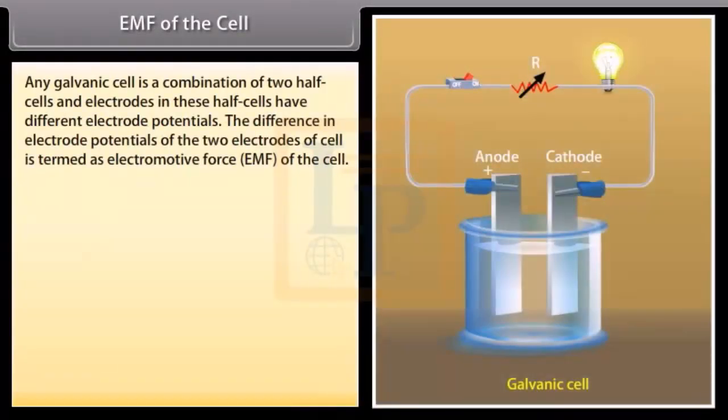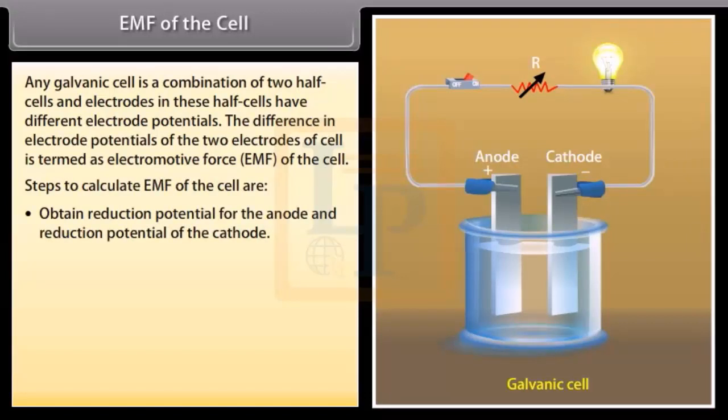EMF of the cell. Any galvanic cell is a combination of two half cells, and electrodes in these half cells have different electrode potentials. The difference in electrode potentials of the two electrodes of the cell is termed as electromotive force of the cell. Steps to calculate EMF of the cell are: obtain the reduction potential for the anode and the reduction potential of the cathode. Combine the two reduction potentials.